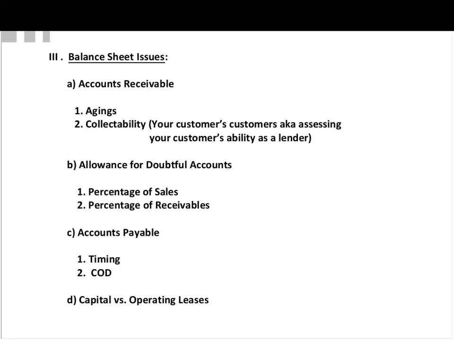Under Part D, on the balance sheet, capital versus operating leases. A capital lease is a long-term lease similar to a long-term loan on a piece of equipment, as an example. The capital lease shows up, the equipment shows up on the asset side of the balance sheet, and the capital lease shows up as a liability on the liability side, almost as if it's a long-term loan. Same category, essentially.